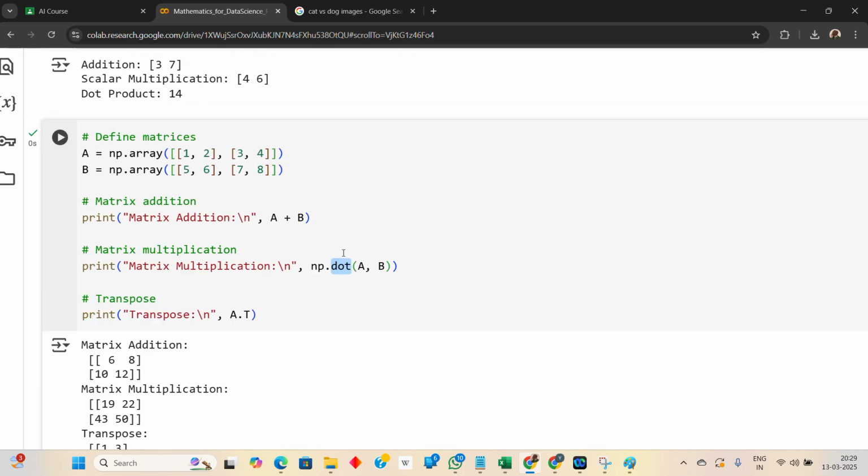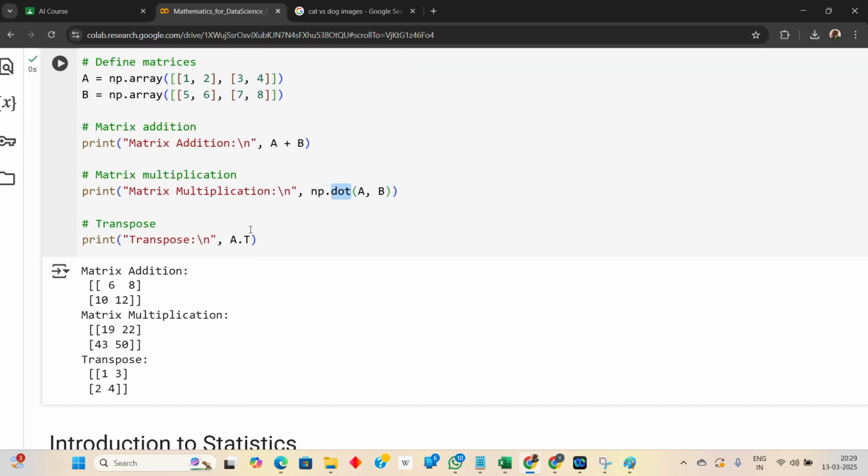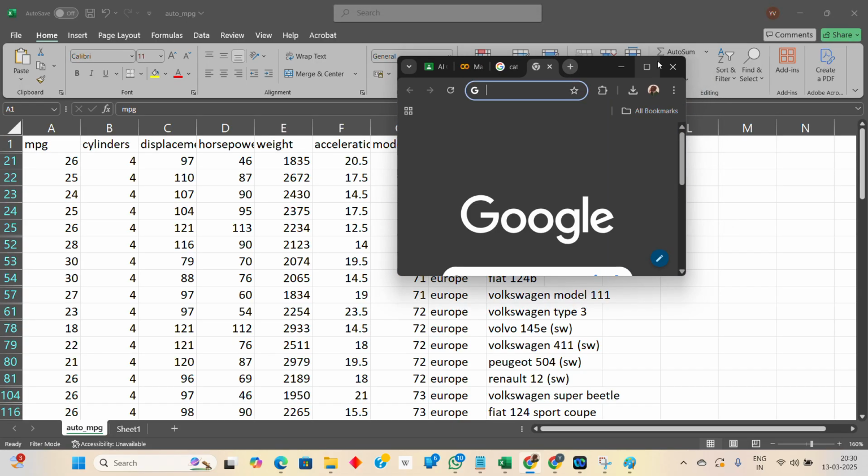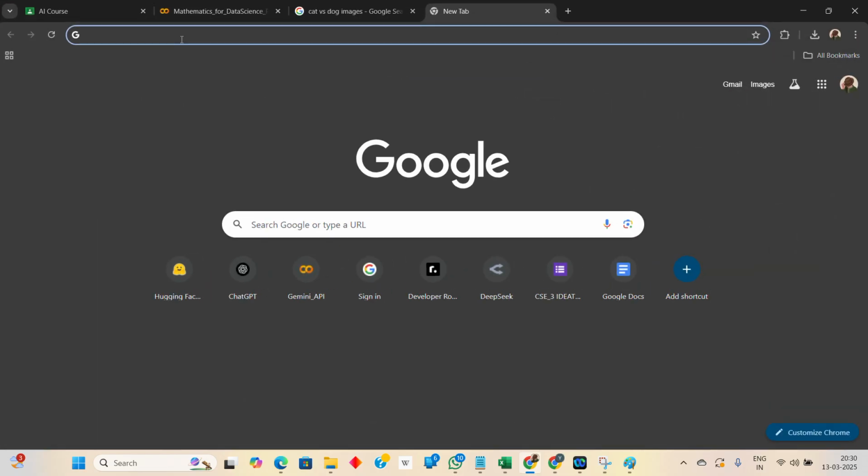And a very common operation is transpose. A dot capital T will transpose the A matrix. Similarly, there are many matrix operations and vector operations. Let me show you.